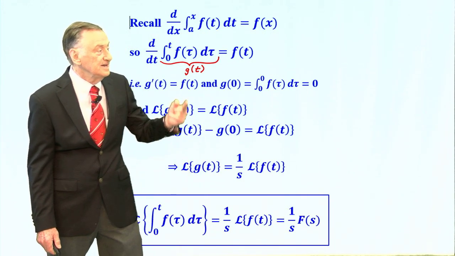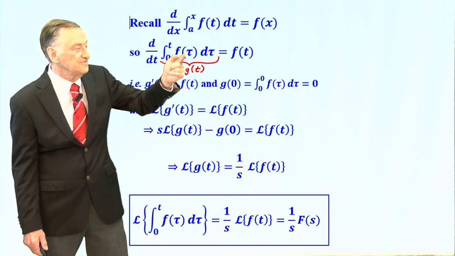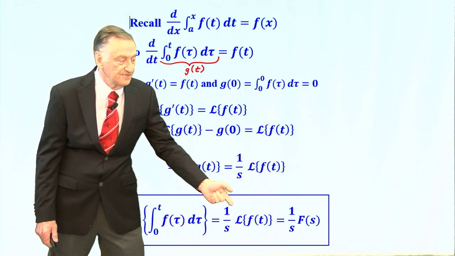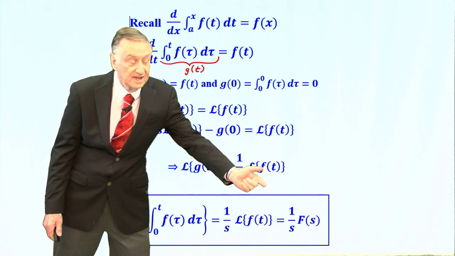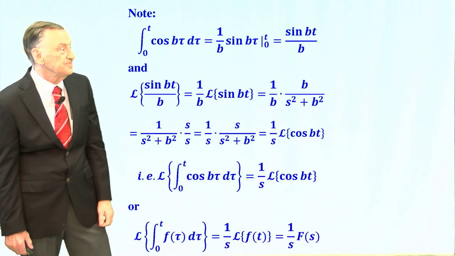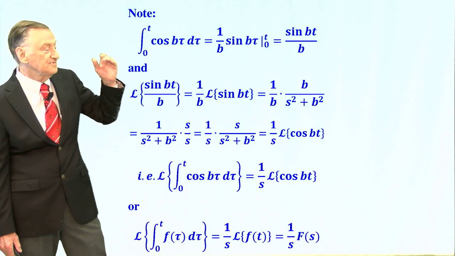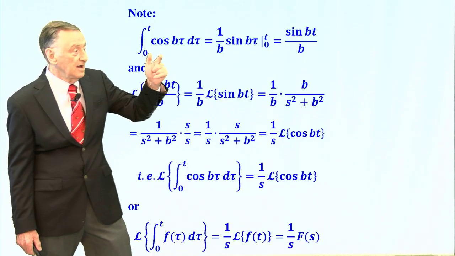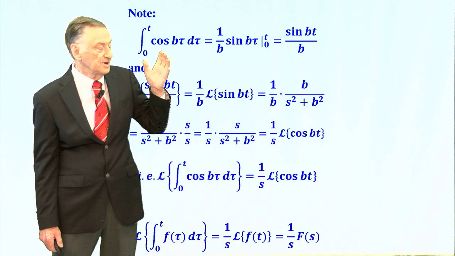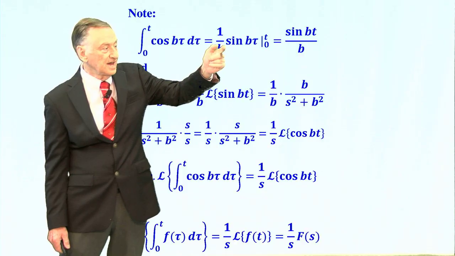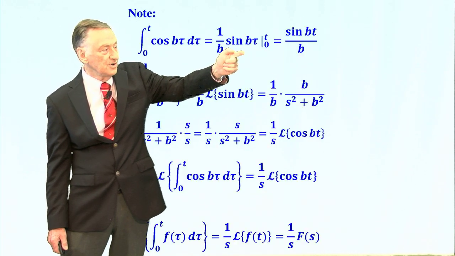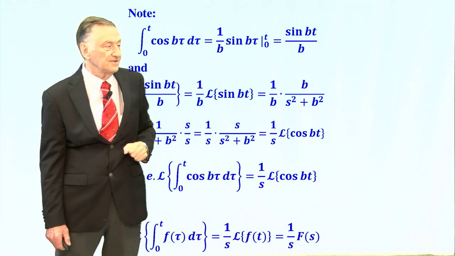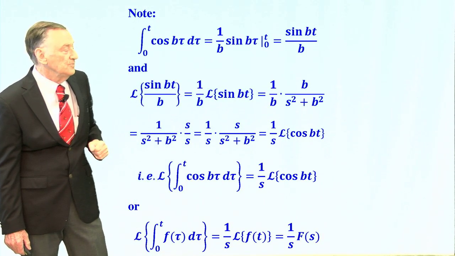But g of t is the integral from 0 to t of f of tau d tau, so that is equal to 1 over s Laplace of little f, or 1 over s capital F of s. So let's take a look here at the integral from 0 to t of cosine of b tau d tau. That, of course, integrate cosine, you get 1 over b sine of b tau, evaluated from 0 to t. Lower limit sine of 0 is 0, so we simply have sine of bt over b.